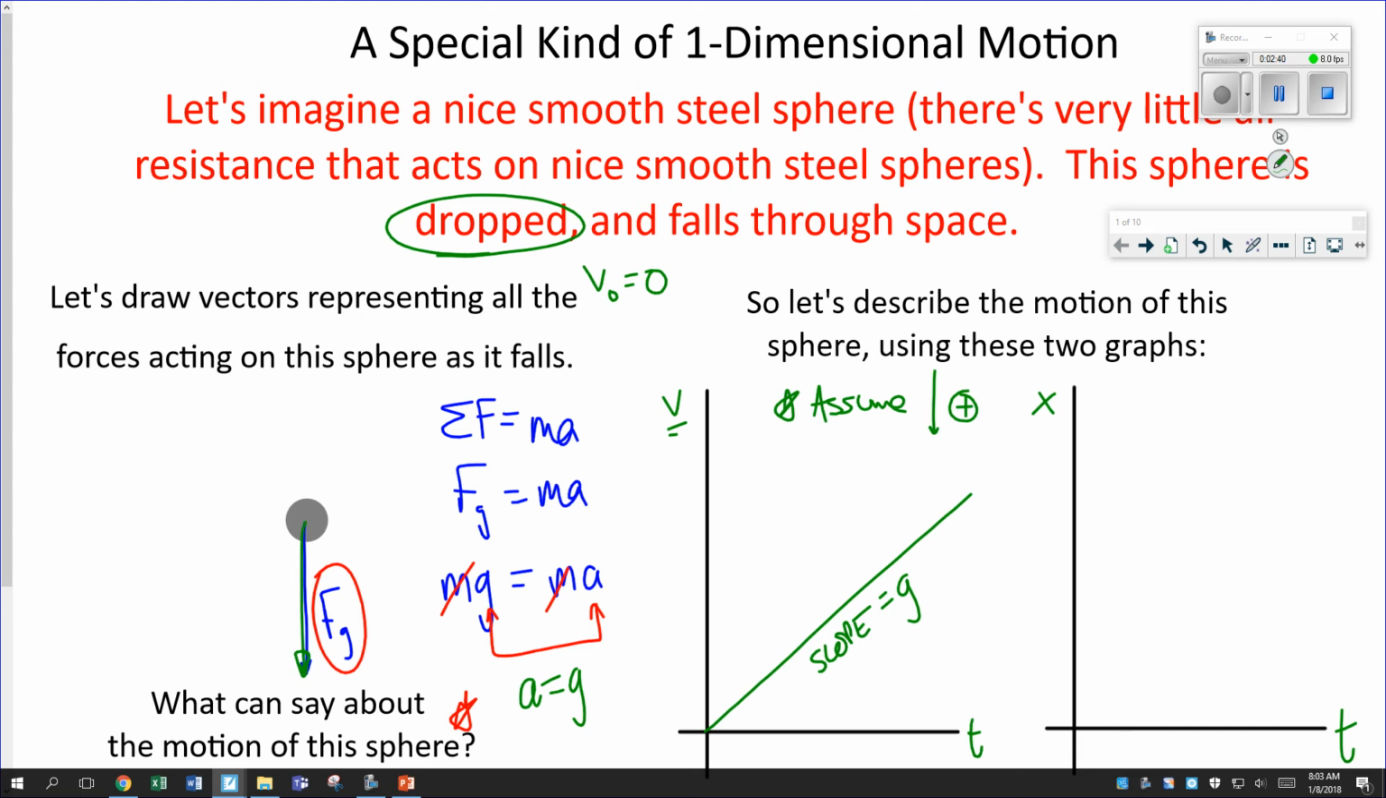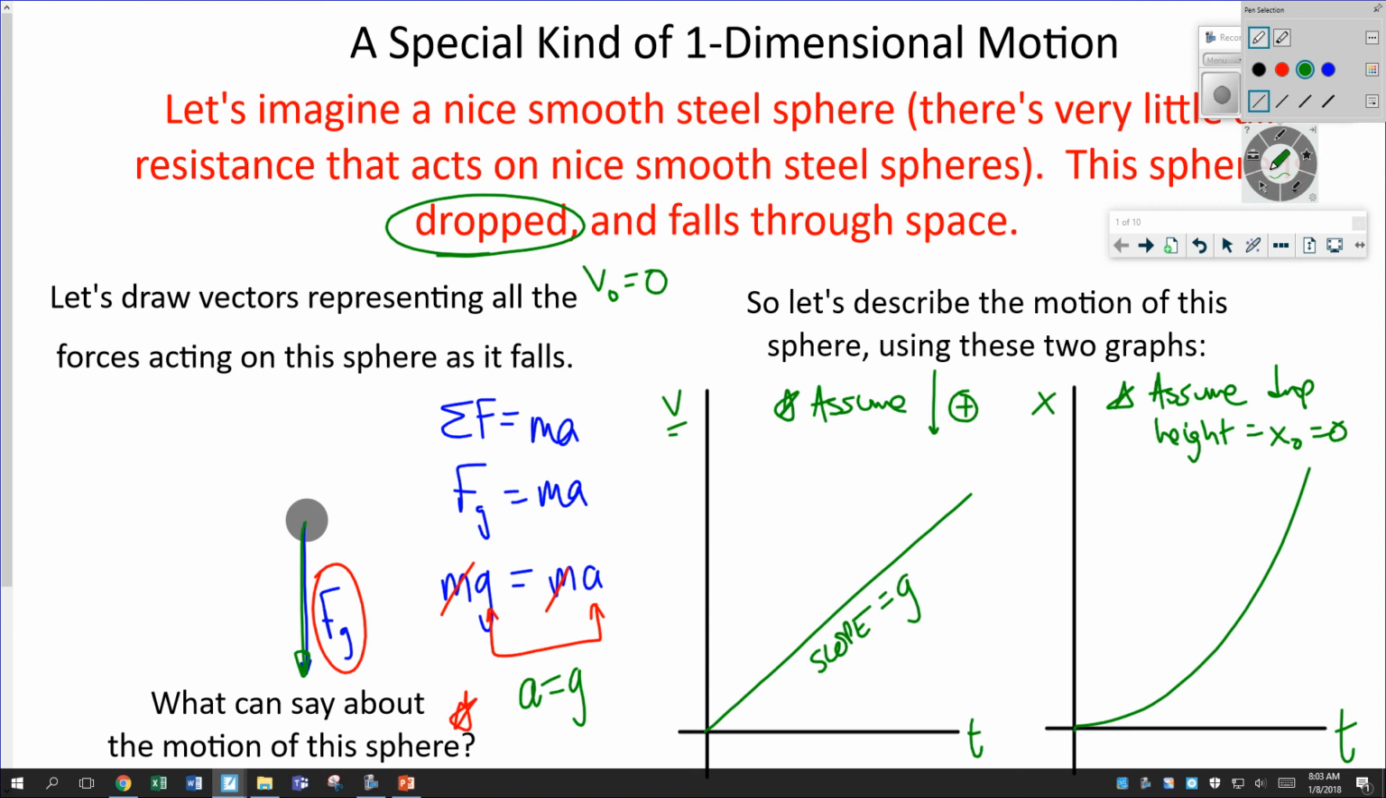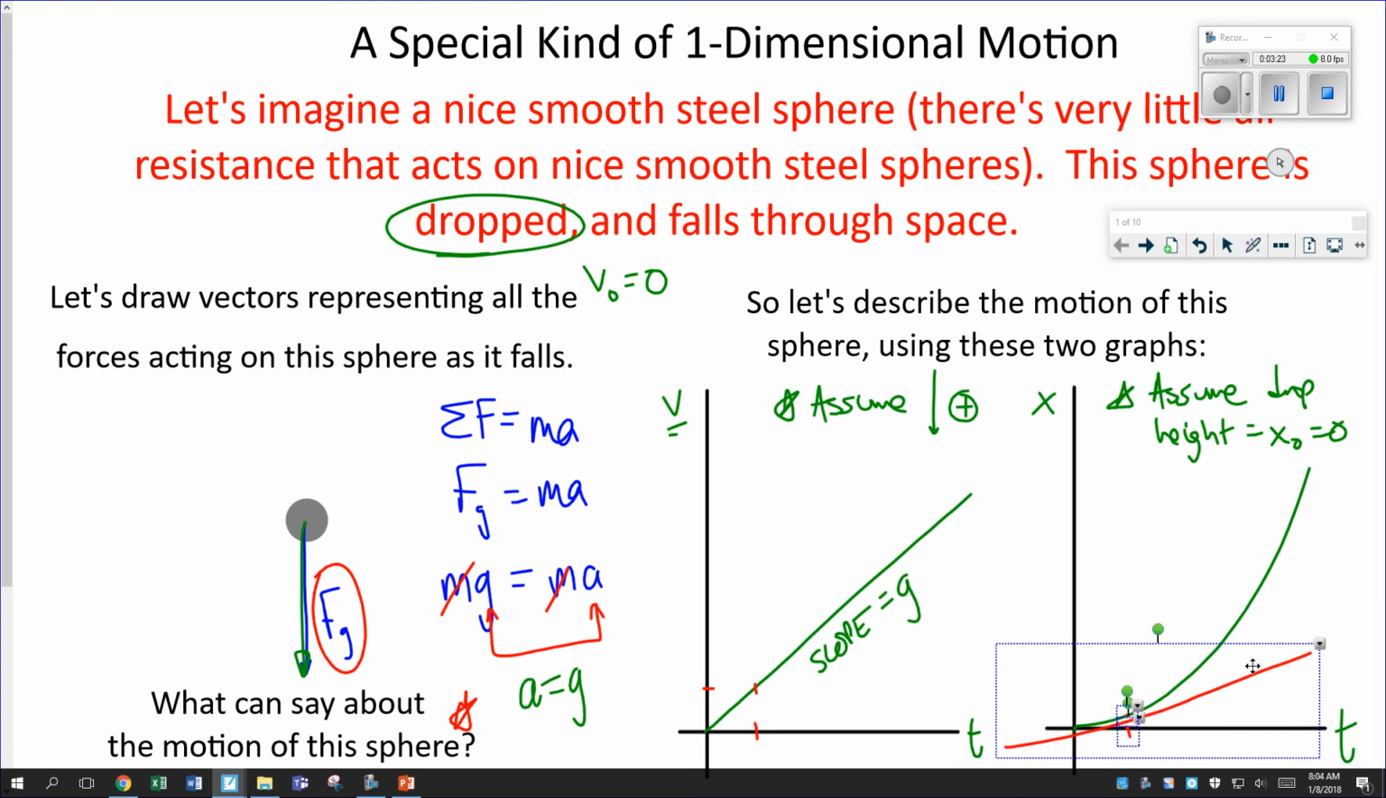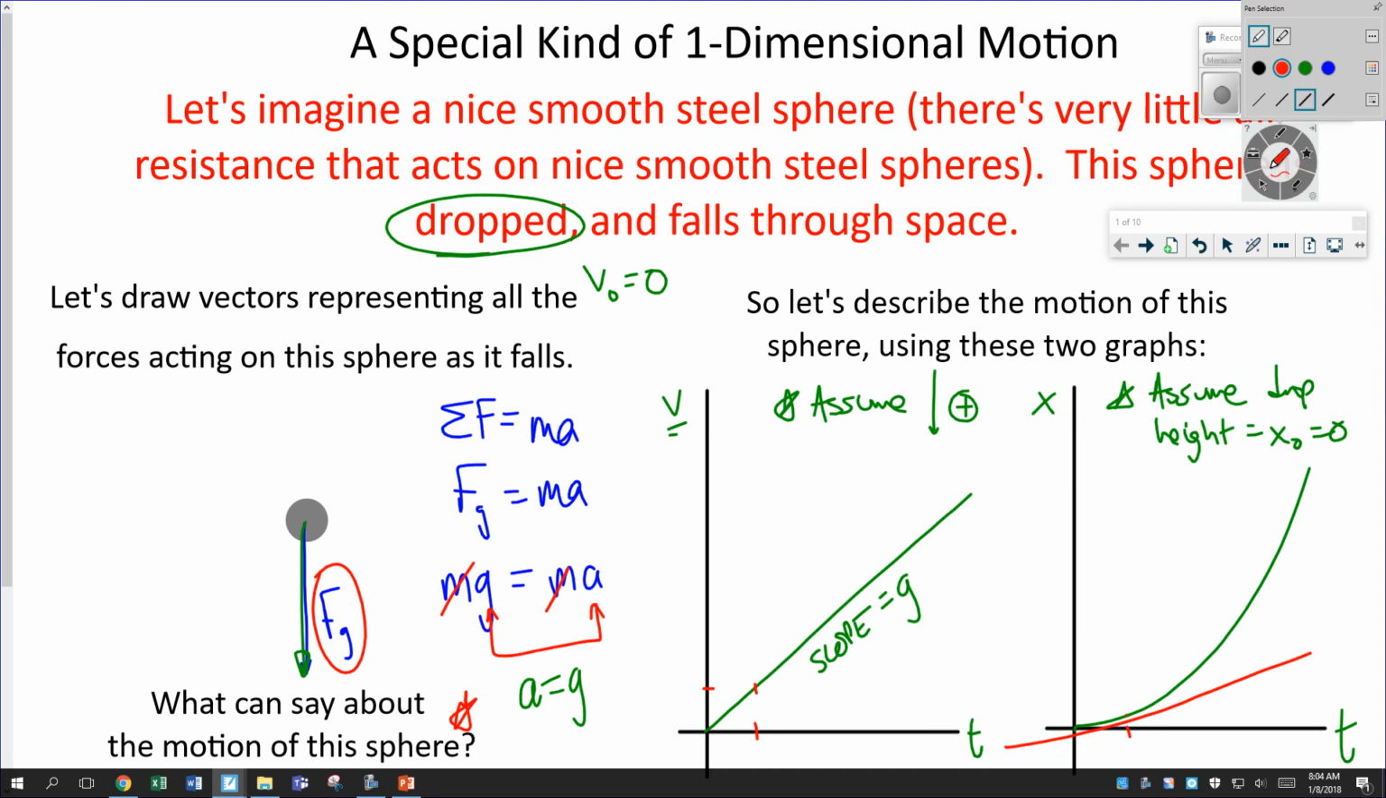Now, for the graph of position as a function of time, let's assume the drop height x naught is 0. This object will start slow and get faster and faster. These two graphs say the same thing, because if we look at an instant, say here, we get a small positive velocity, and at that same instant here, we get a small positive slope. The slope of that tangent is the velocity.